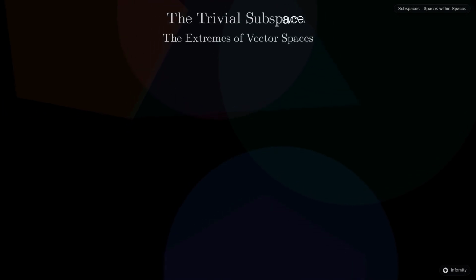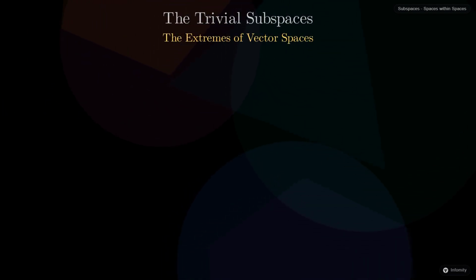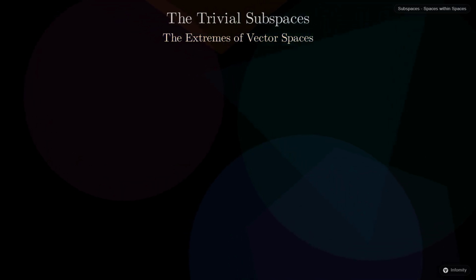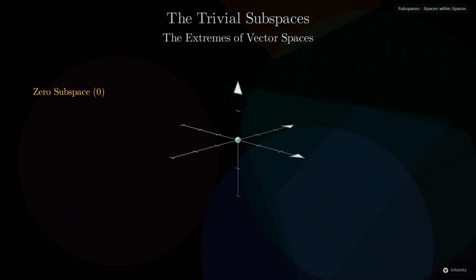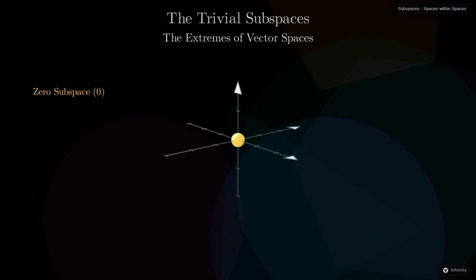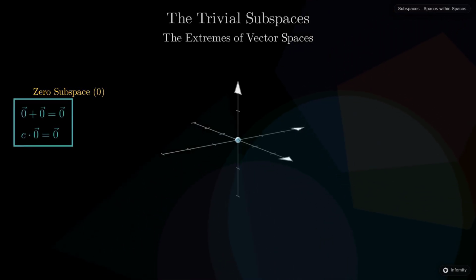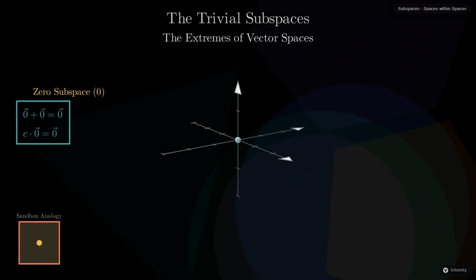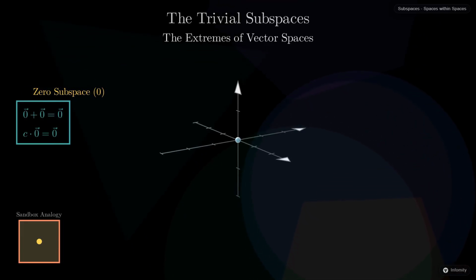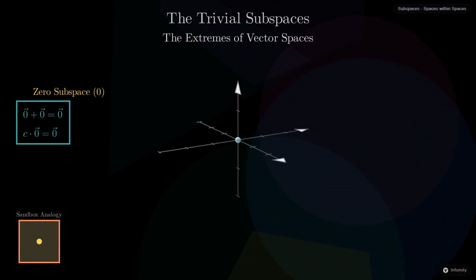Every vector space has two extreme guaranteed subspaces known as the trivial subspaces. The absolute smallest is the zero subspace, containing nothing but the origin point itself. Because if you add 0 to 0, you get 0, and scaling 0 keeps it at 0. Remember our sandbox? The zero subspace is like a sandbox containing only the center peg.